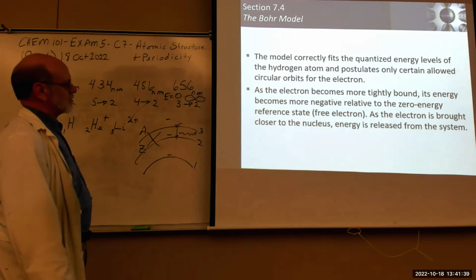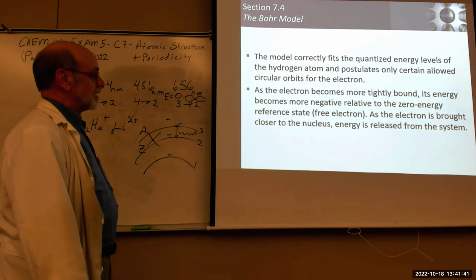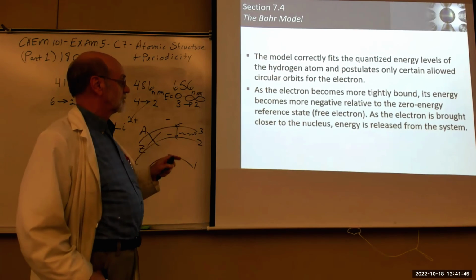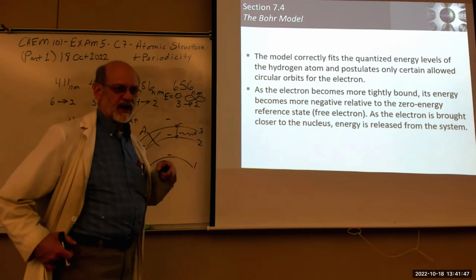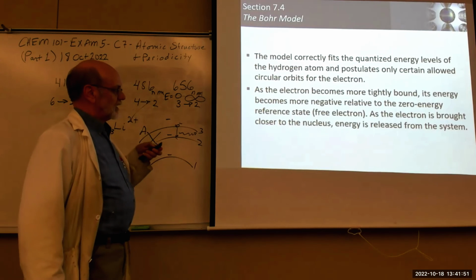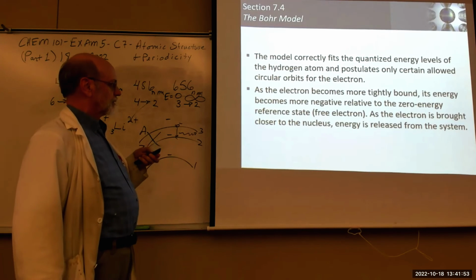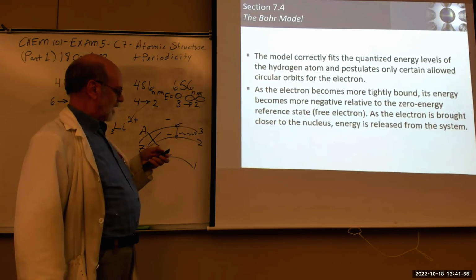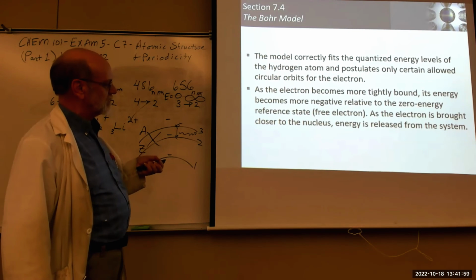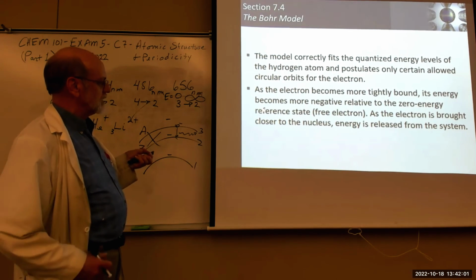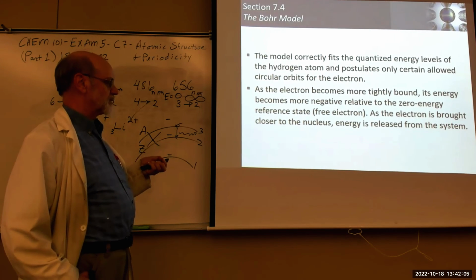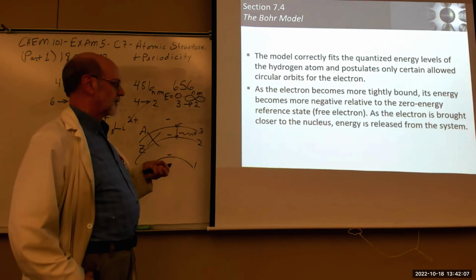Okay, back to the Bohr model. It does fit the quantized energy levels for the hydrogen atom and postulates circular orbits. And by convention, we find that the energy becomes more negative relative to the free electron state. So the more negative it is, the closer it is to the nucleus.